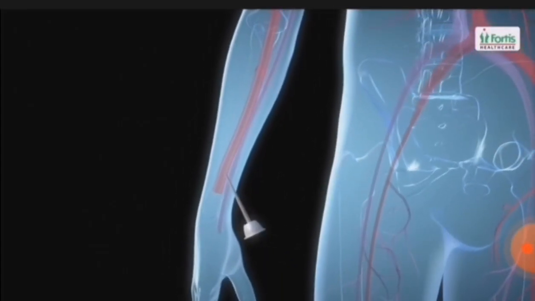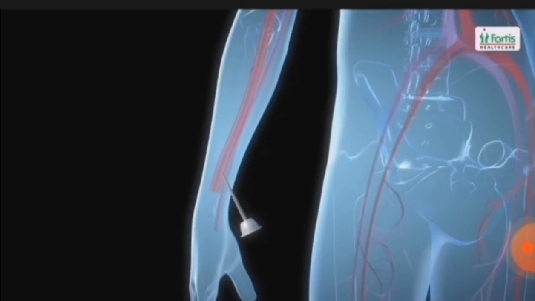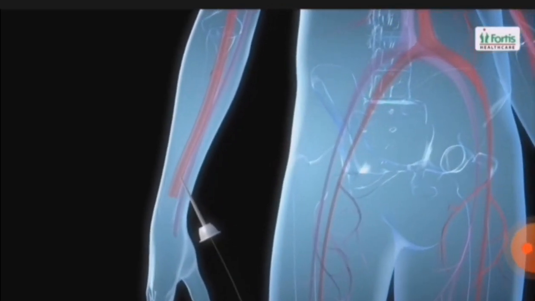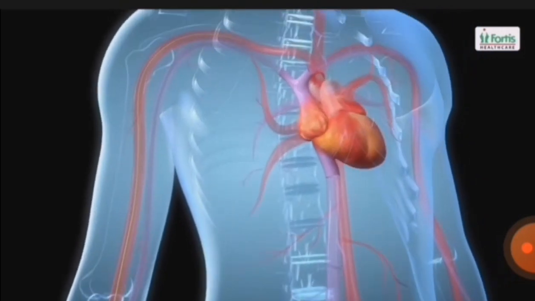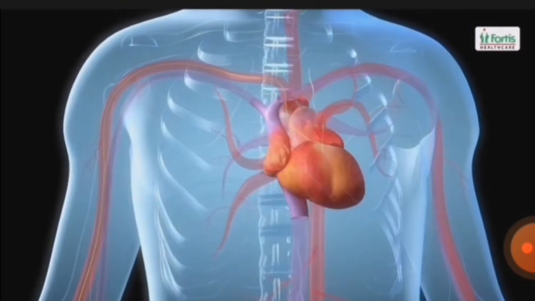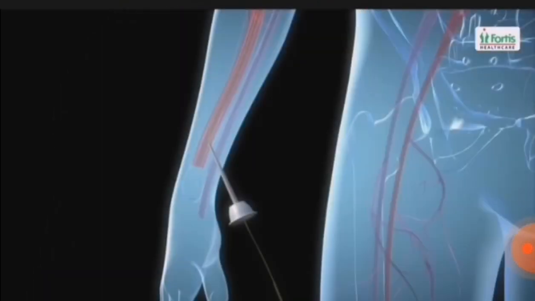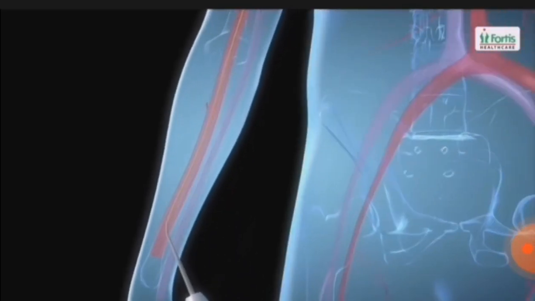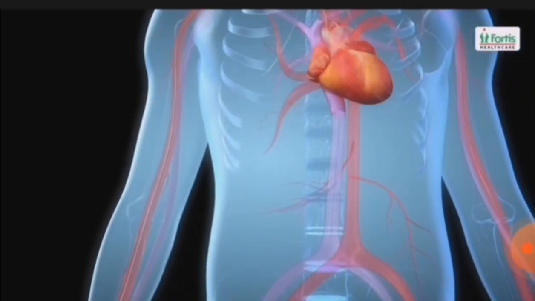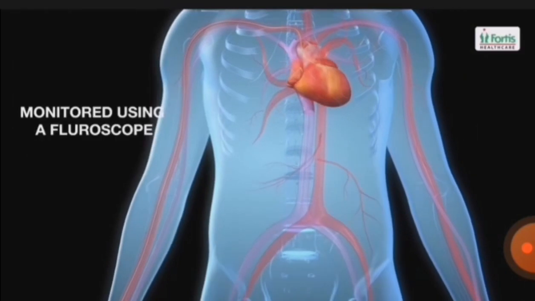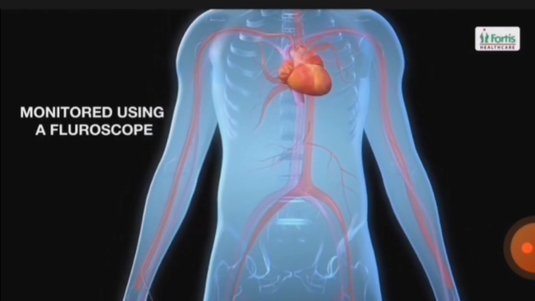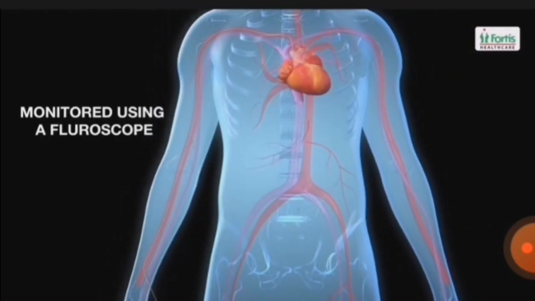A needle is inserted through the wrist into the radial artery. A guide wire is then passed through the needle and is guided through the arterial system up to the heart. A flexible catheter is slipped over the wire and threaded up to the heart. This is monitored using a continuous X-ray imaging device called a fluoroscope.